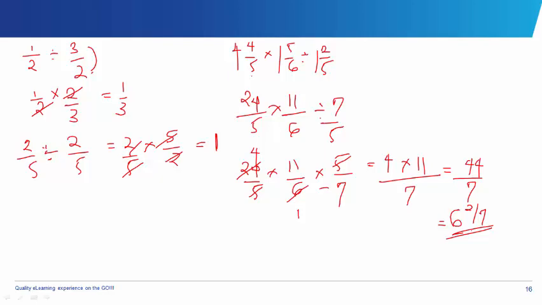So at this point, I want you to click on Start Quiz and solve the questions there to help you understand this topic better.